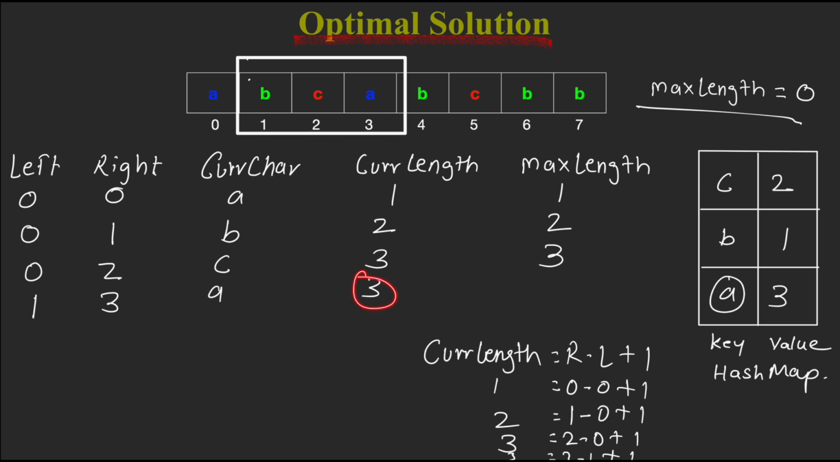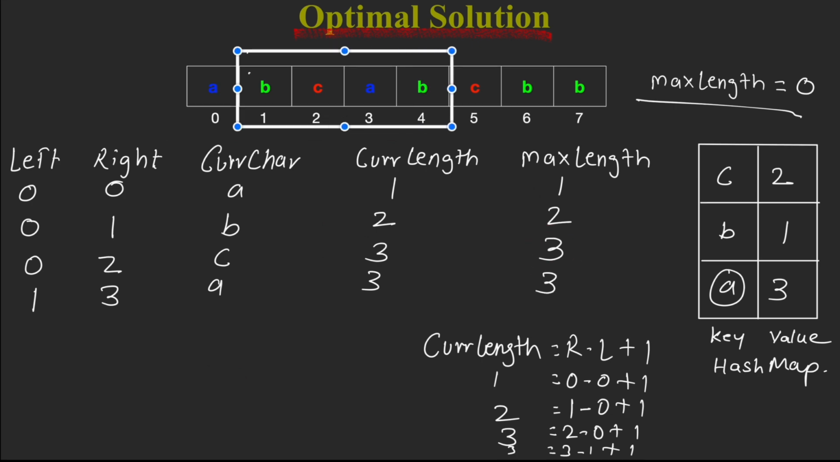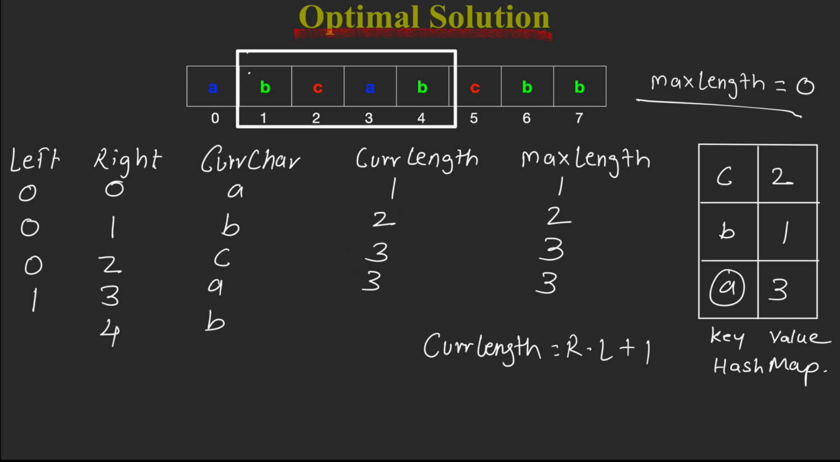Maximum of 3, 3 is 3. So max length remains 3. Iteration 5. Right is at index 4. Current character is B. Again, B is a repeat. Left moves to map.get of B plus 1, which is 1 plus 1 is equal to 2. Our window is now from index 2 to 4, which is CAB. Still valid. Update B's index in the map to 4.